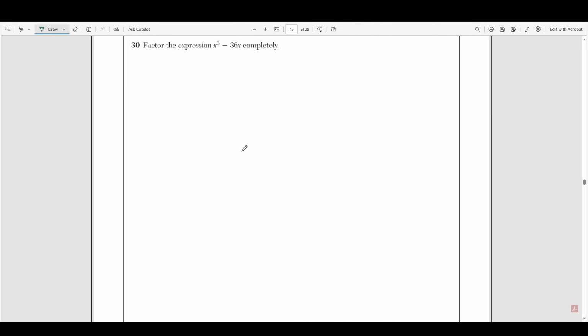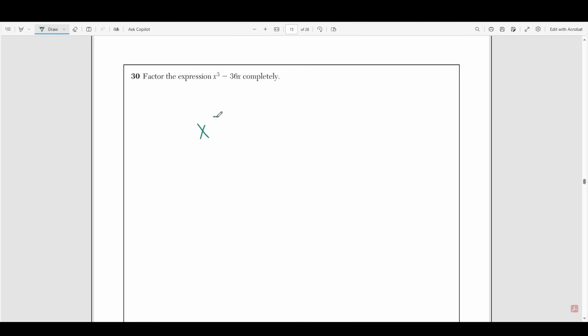So number 30 asks us to factor out x cubed minus 36x completely. So I just want to figure out what these terms have in common. So I know that x cubed is the same thing as saying x times x times x. And I know that 36x is the same thing as saying 36 times x. So by writing this out, it's pretty simple what we can take out. We can actually take out an x from both terms.